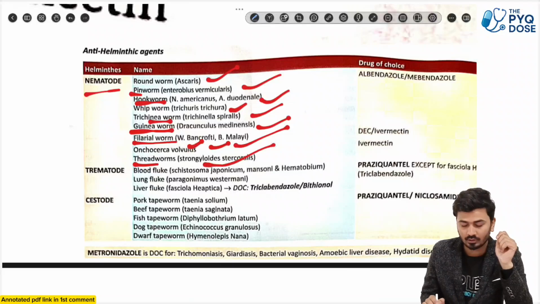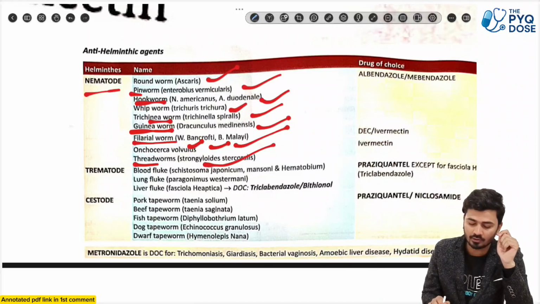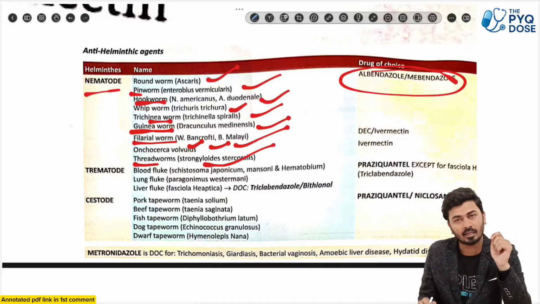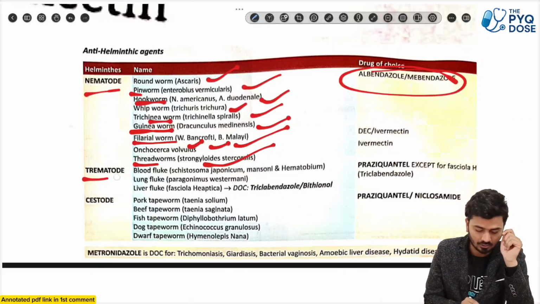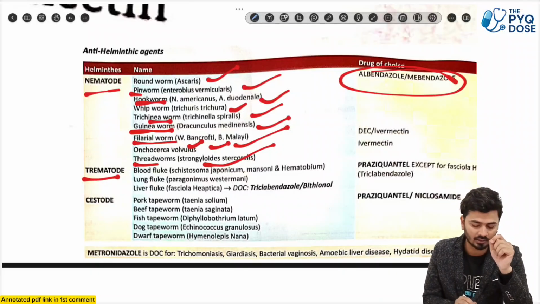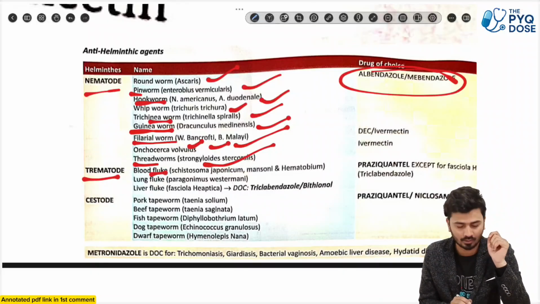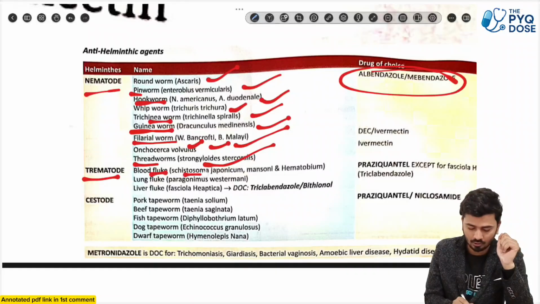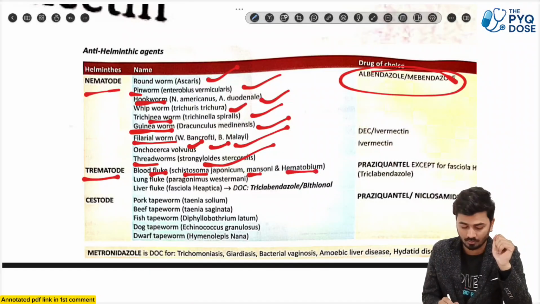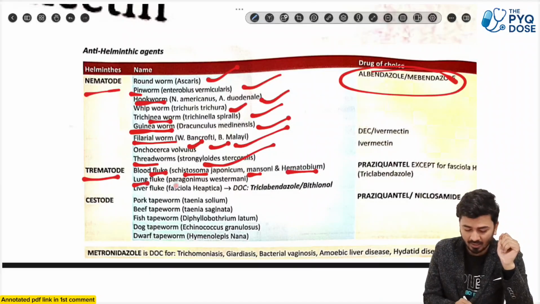Threadworms will be Strongyloides stercoralis. And for all this, the drug of choice will be either albendazole or mebendazole. For the trematodes, generally blood flukes. Generally flukes come under trematodes. Blood flukes like Schistosoma japonicum, mansoni and haematobium. Lung fluke, Paragonimus westermani. Liver fluke, Fasciola hepatica.